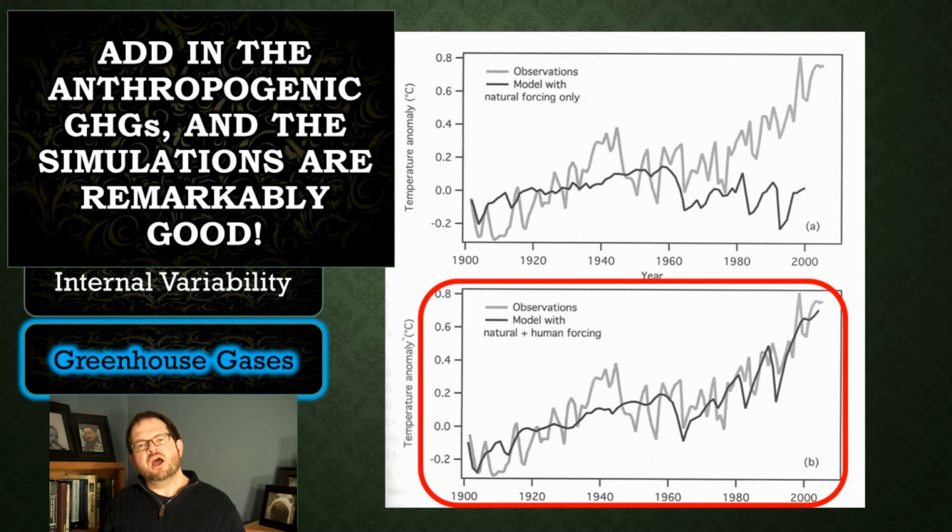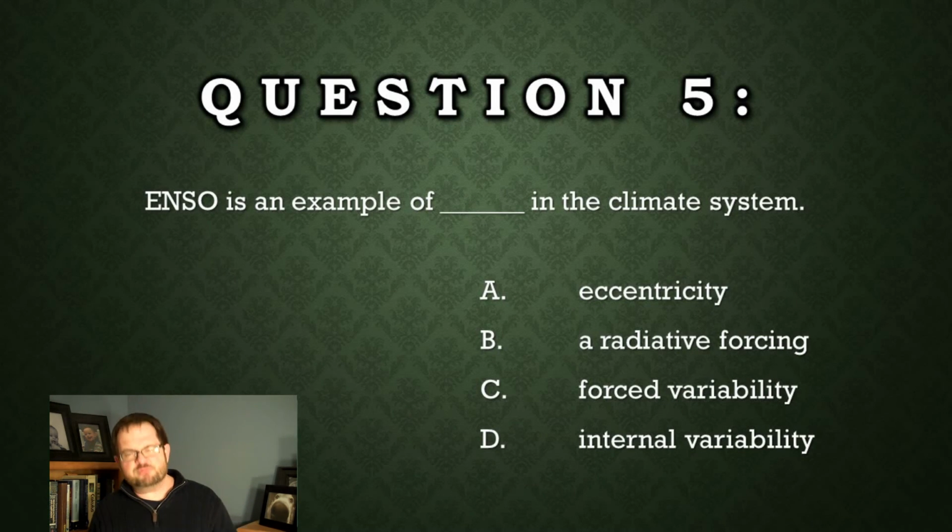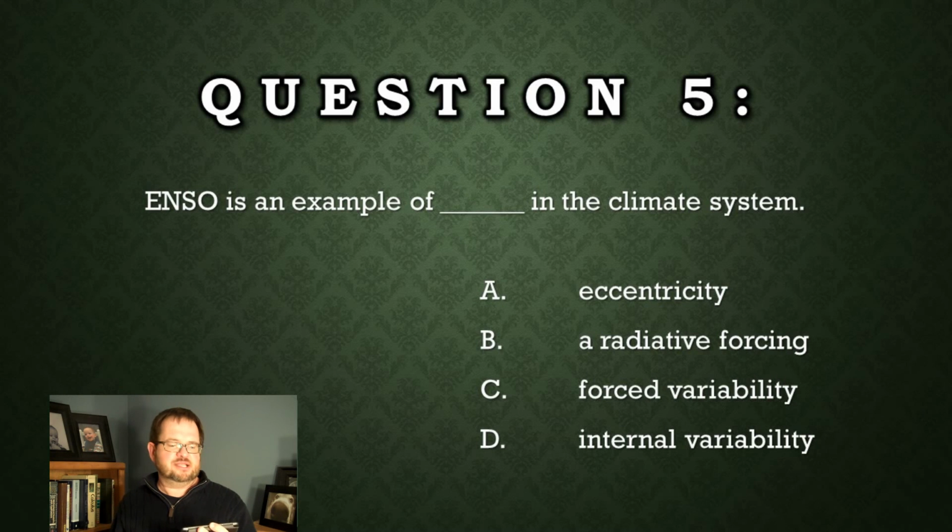Wow. All right, before we move on to the fourth part of the lecture, let's just do two more quick questions. Question 5. ENSO, El Niño and the Southern Oscillation, is an example of blank in the climate system. Eccentricity, radiative forcing, forced variability, or internal variability. Which of those is the right way of describing El Niño? All right, choose from one of those four options and get a little feedback before you move on to question 6.